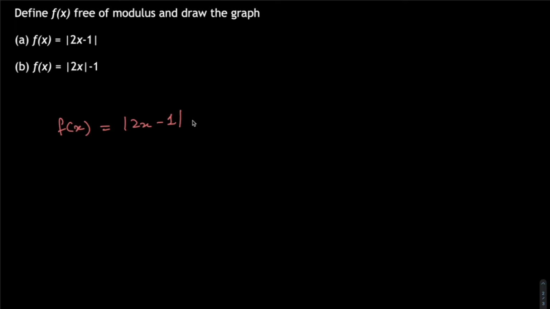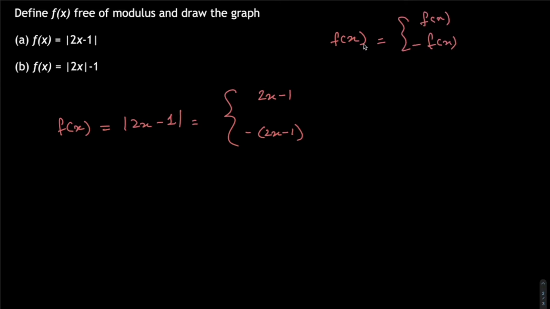So I'm going to break this again. I'm going to write 2x minus 1 and minus of 2x minus 1. So you can basically write this as f of x and negative of f of x. That's exactly what I've done here. I haven't done some rocket science work here. It's quite simple that way.